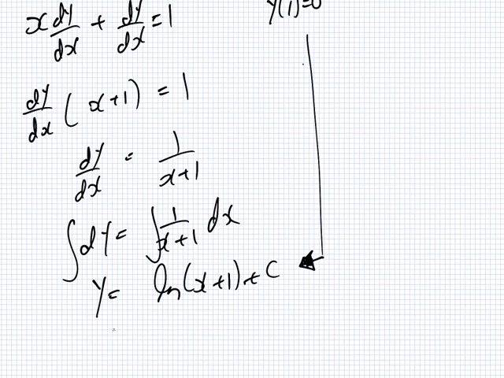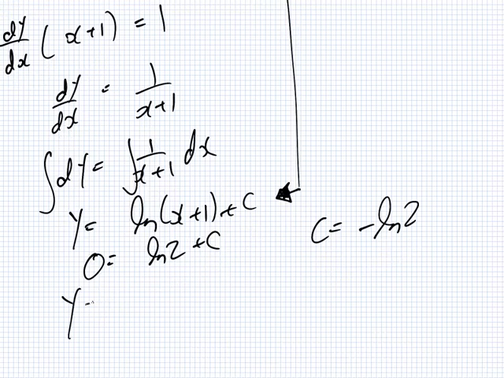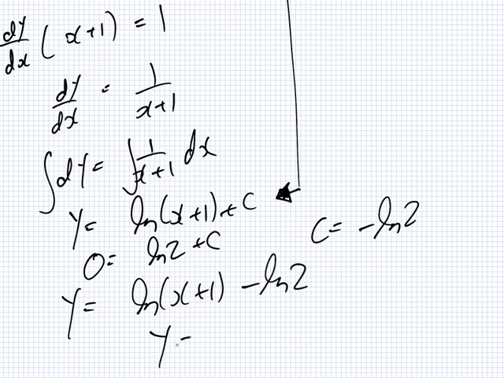So what you get here is 0 equals log 2 plus c, so c equals log 2. So you get y equals log (x plus 1) minus log 2, so y equals log of (x plus 1) over 2 is how I would like to write it.